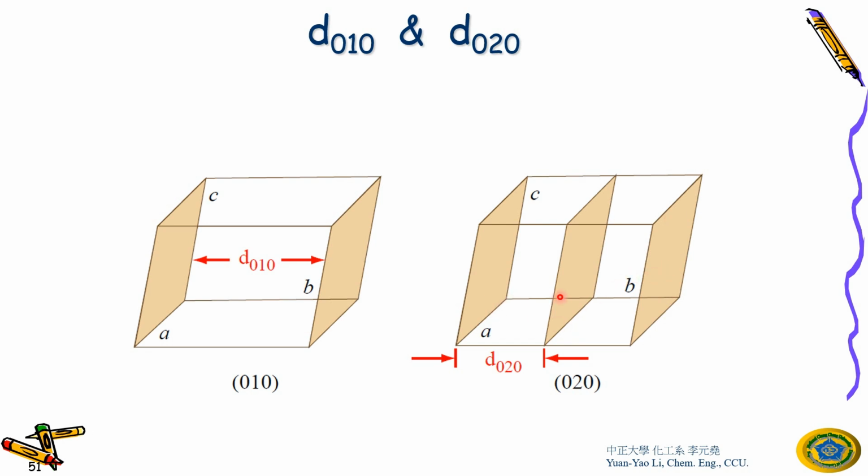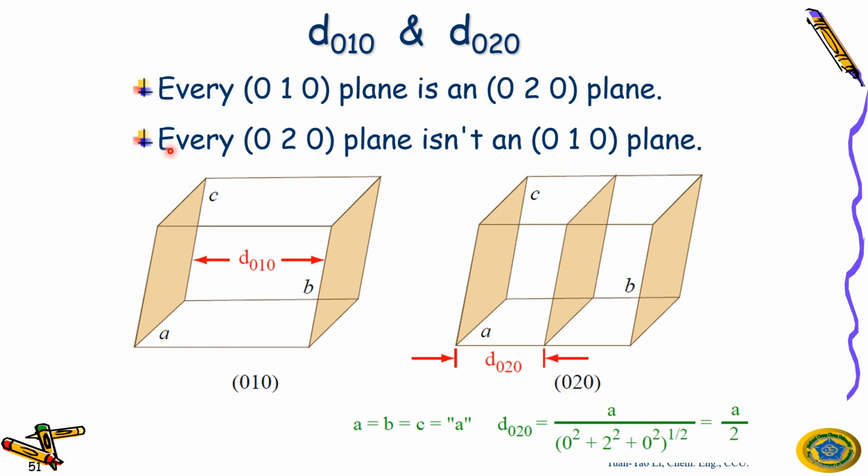So if you have the origin here, this one represents the plane. And of course, because this is only half, you just move parallelly. And this will be D020. Easy, right? So this will be half A. Half A. And this will be A. Okay?